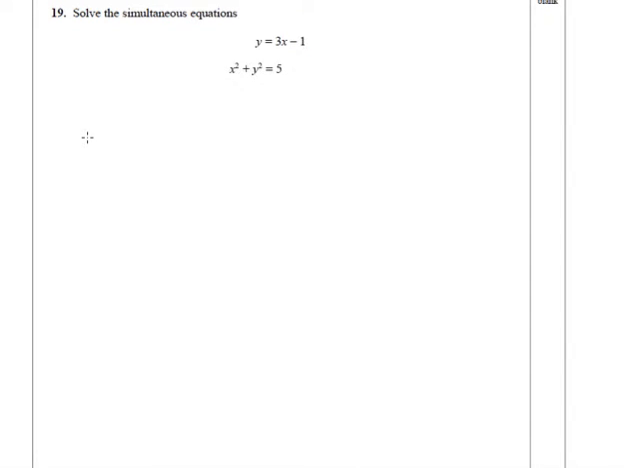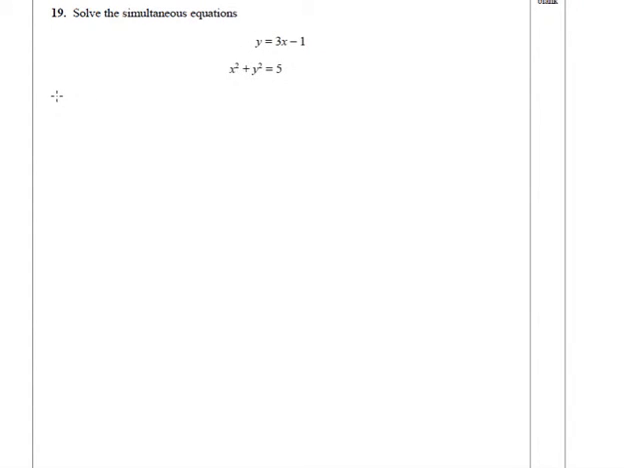Question 19, the final question, is solving these simultaneous equations. One's a quadratic, one's a linear. You always put the linear equation into the quadratic. So replacing, because it's already written as y equals 3x minus 1, we'll replace y with 3x minus 1.